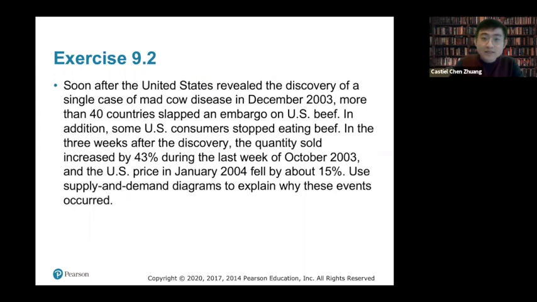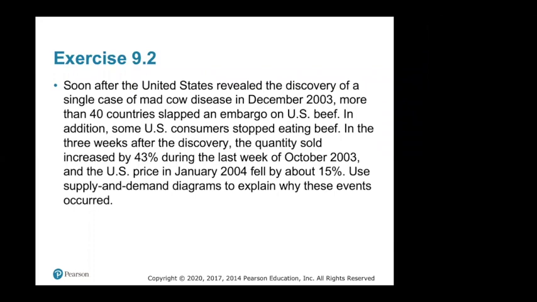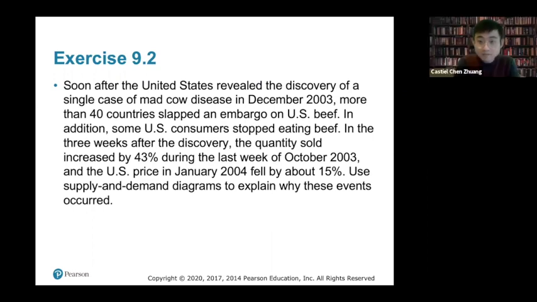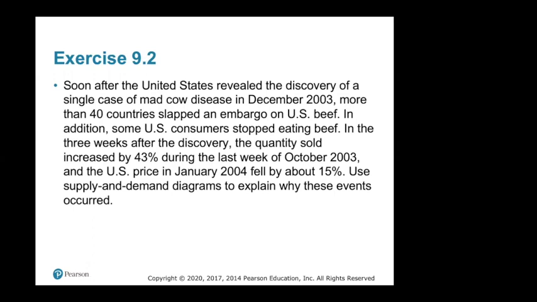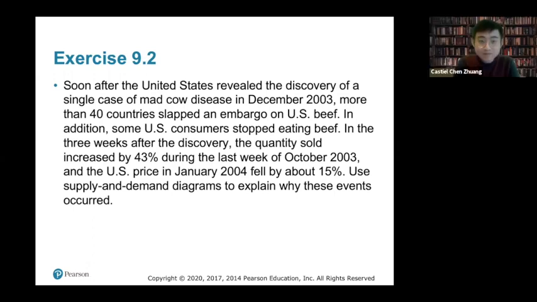So the last one is a conceptual question about the direction. Soon after the United States reported the discovery of a single case of mad cow disease in December 2003, more than 40 countries slapped an embargo on US beef. In addition, some US consumers stopped eating beef. So when 40 countries slapped an embargo on US beef, what happens to the domestic supply?